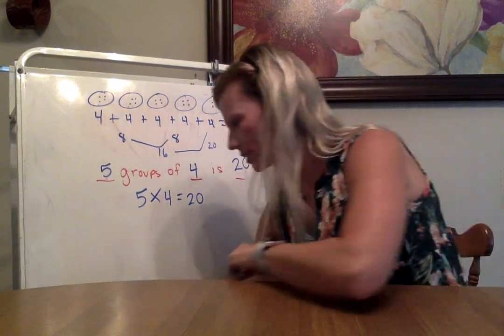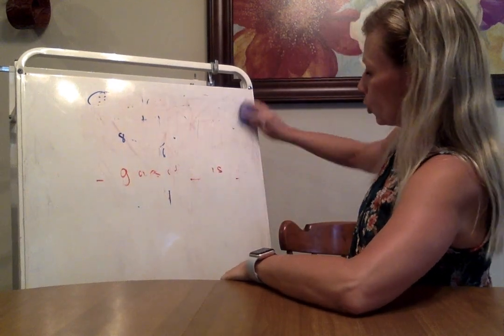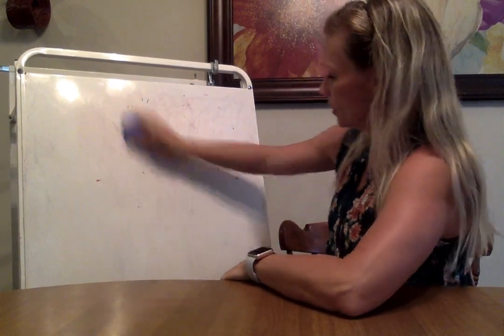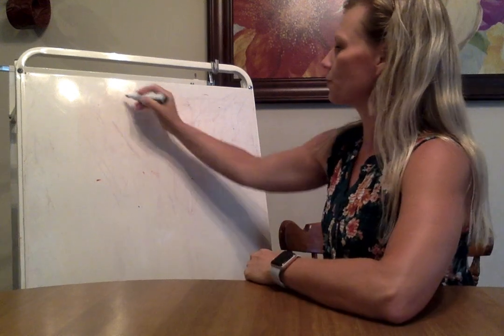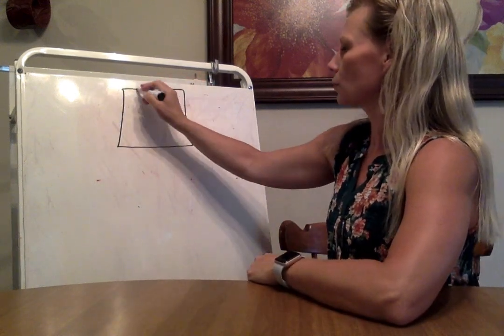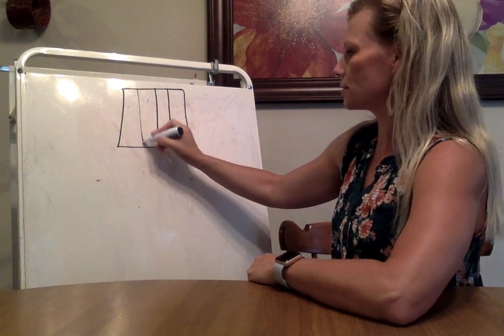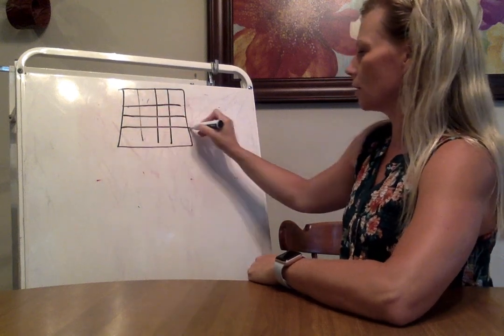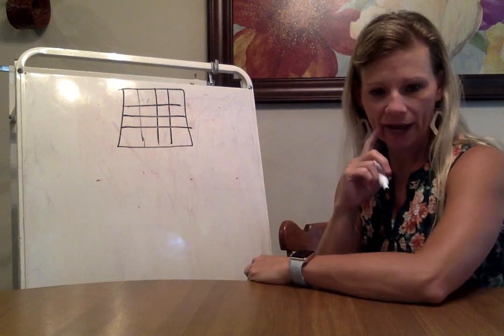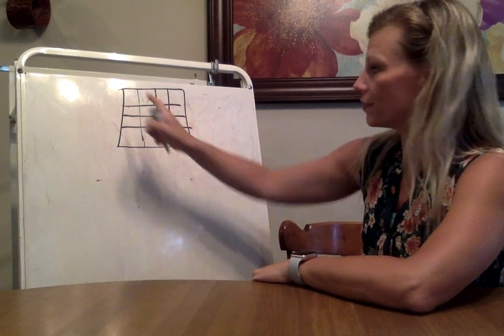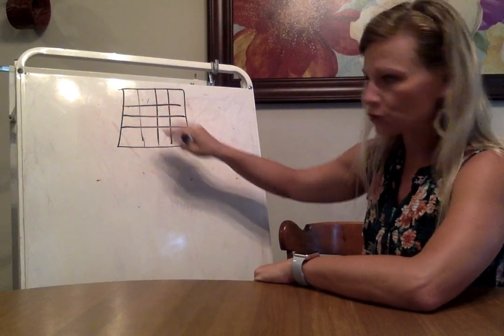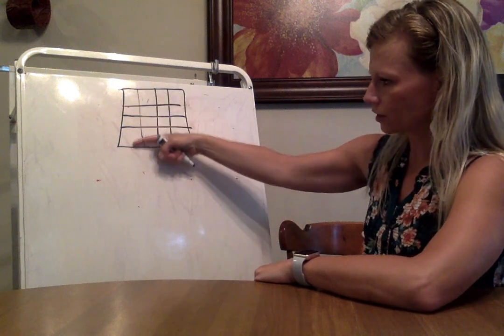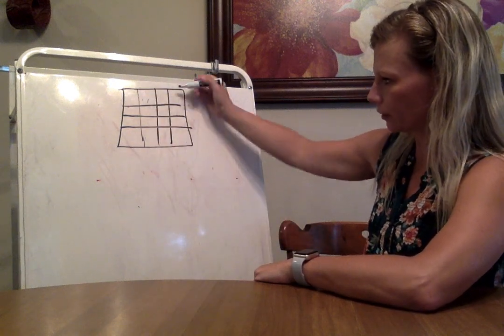Sometimes you might see this as something we call an array. An array is like a big box of boxes. So you might see something like, let me get a better marker, like this, where it's divided like this. Okay, and so I'm going to look and count my groups. Well, I know that there's 1, 2, 3, 4 here, so there's 4 here, 4 here, and 4 here. So there's 4 rows here. Well, I can also count this way. There's 1, 2, 3, 4 columns.